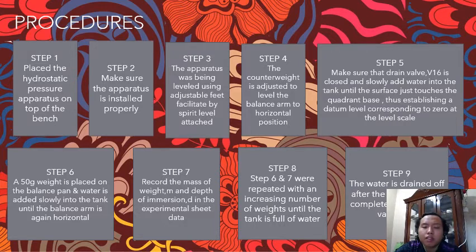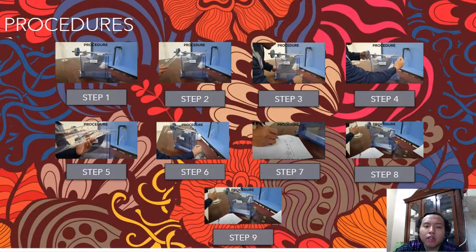Step 7, record the mass of weight M and depth of immersion D in the experimental data sheet. Step 8, Step 6 and Step 7 are repeated with an increasing number of weights until the tank is full of water. Step 9, the water is drained off after the experiment is done, so the drain valve will be opened. This is the picture of the procedure for step 1 until step 9.